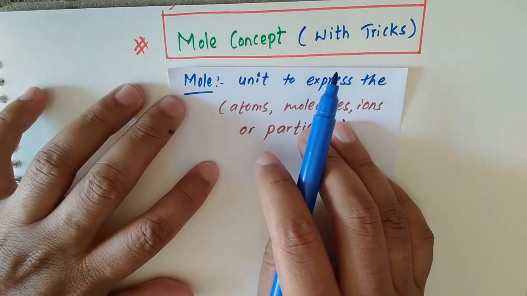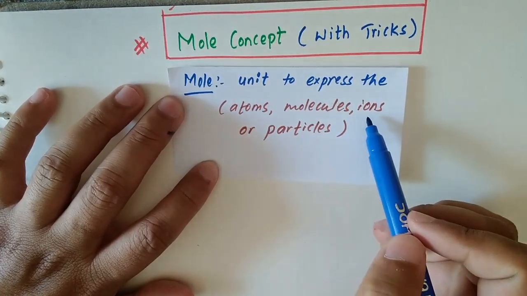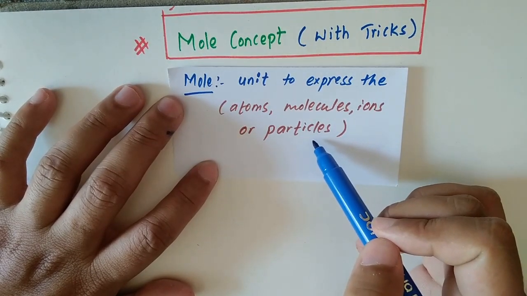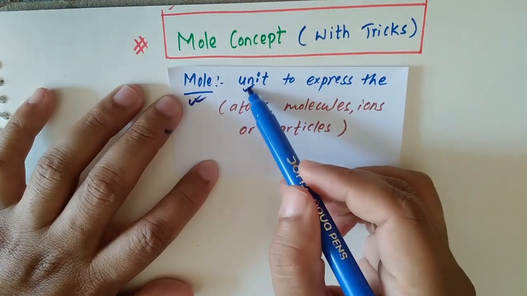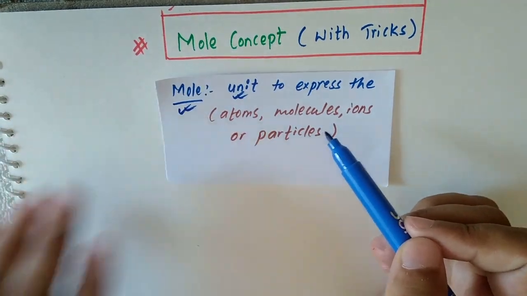What is a mole? Mole is a unit to express atoms, molecules, ions or particles. Particles may be electrons, protons, neutrons. So a mole is simply a unit to express atoms, molecules, ions or particles.